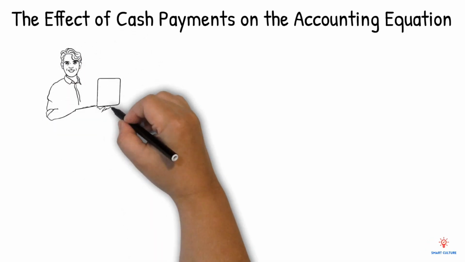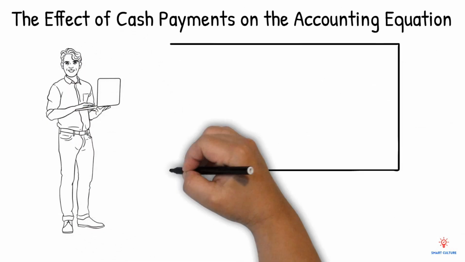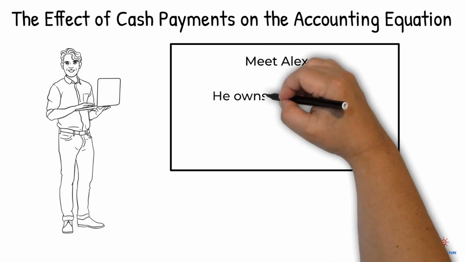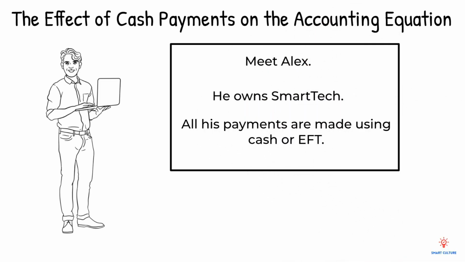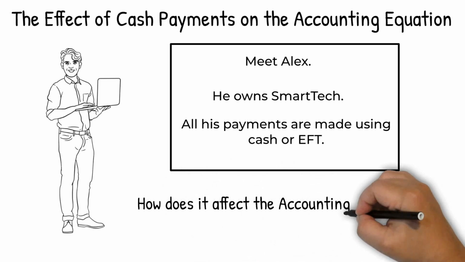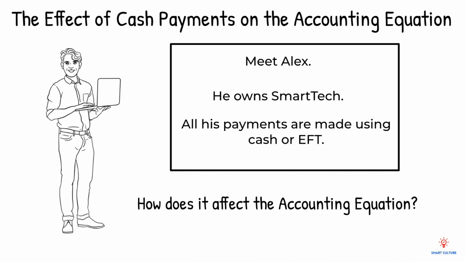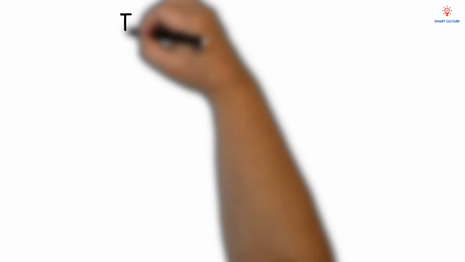Meet Alex. He owns Smart Tech, a super cool store that sells all sorts of technology. Alex pays for things using cash or EFT, but each time he makes a payment, it changes something in his business books. Let's find out what happens in his accounting equation.